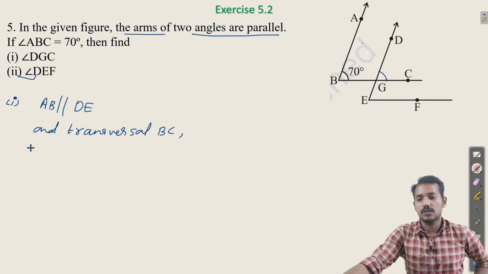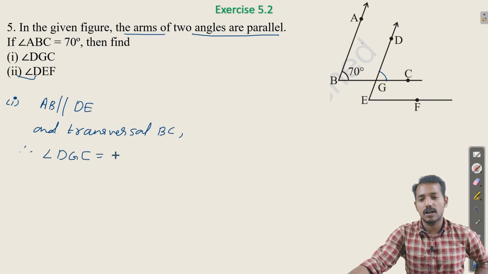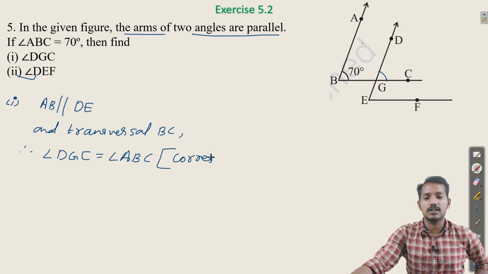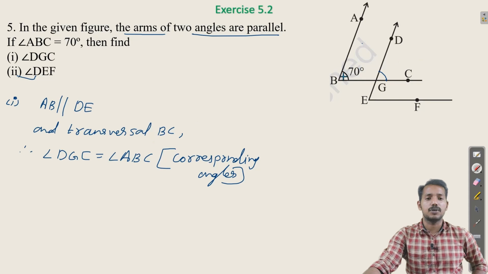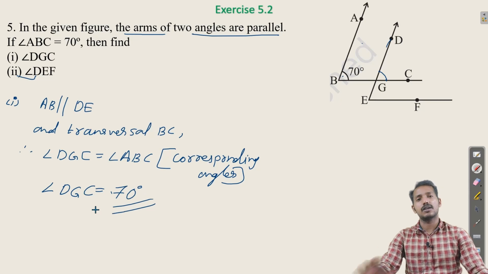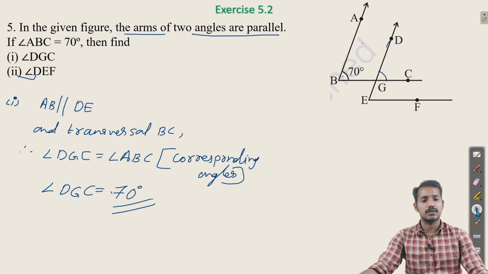Therefore, we can say angle DGC is equal to angle ABC. Why? Because they are the corresponding angles formed by this transversal. Corresponding angles are equal. These two become corresponding angles when these two are parallel lines and this is a transversal. So angle DGC is equal to ABC, which is 70 degrees. Okay, very simple. Option number 2 you can try.